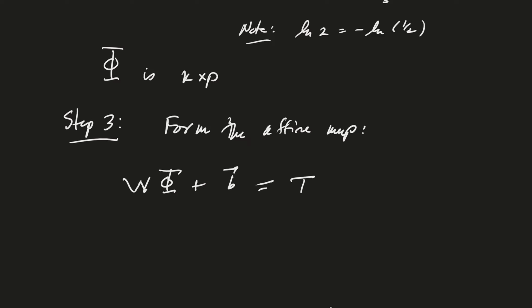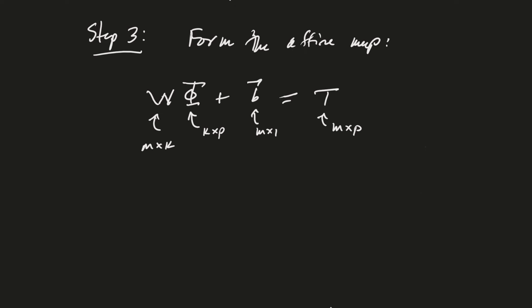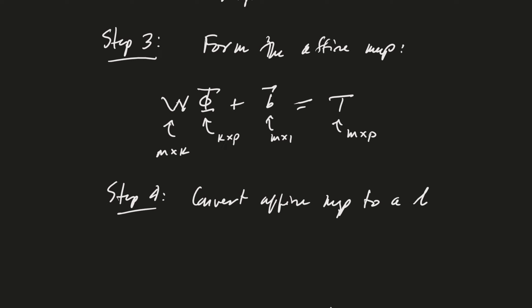Good. So let's do our count again. This is K by P. This is M by 1. This is M by P. And this is, did everybody say M by K? Good. All right. Now, how do I convert the affine map to a linear map? Do you remember how we did that?